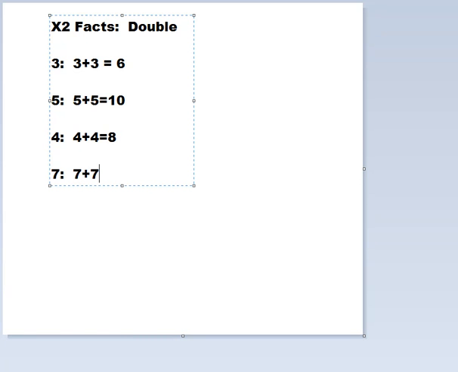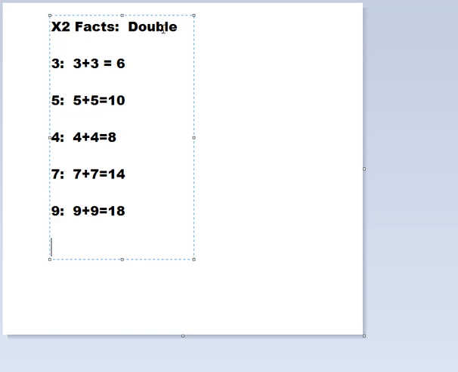Ready. The answer to doubling 7 is 14. What about if I said double 9? The answer to doubling 9 is 18.